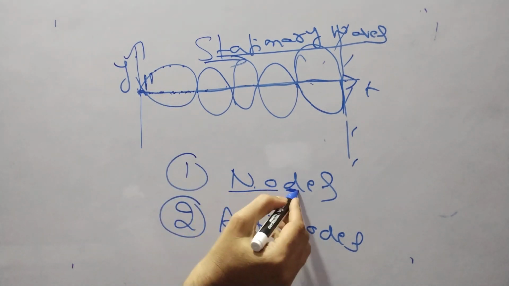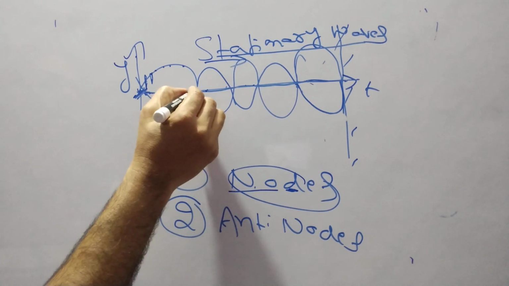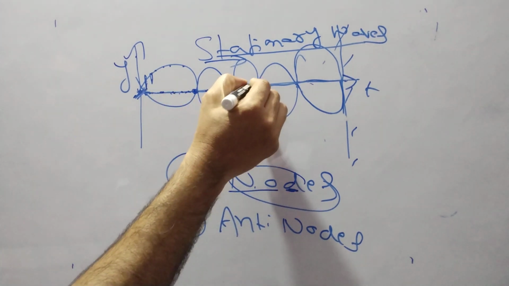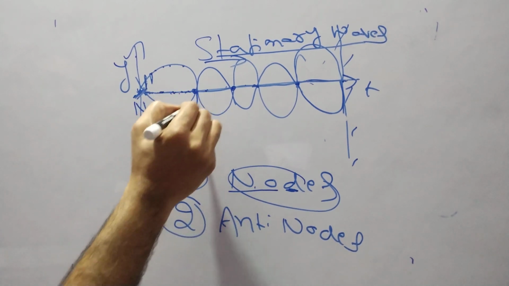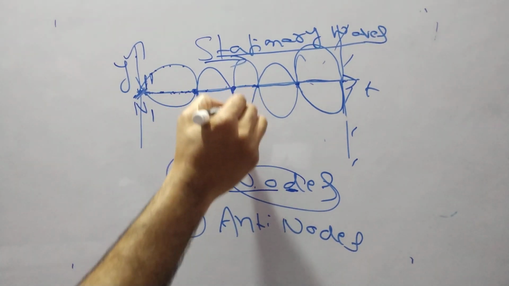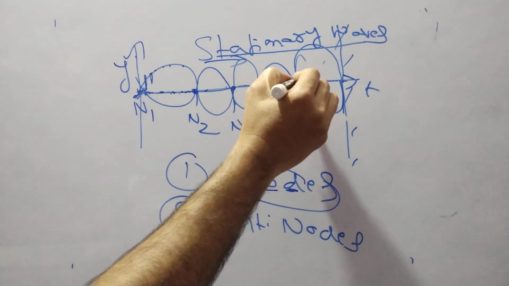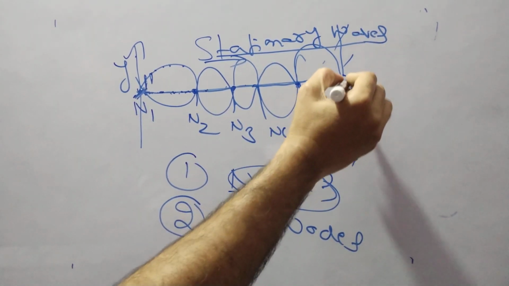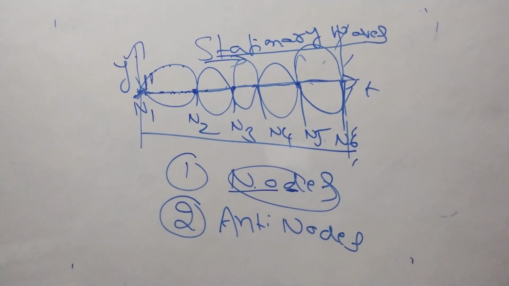So no displacement is nodes, means this one. These points are no displacement, that is nodes. So you can write down N1, N2, N3, N4, N5, and this one is N6. So these are nodes, right?